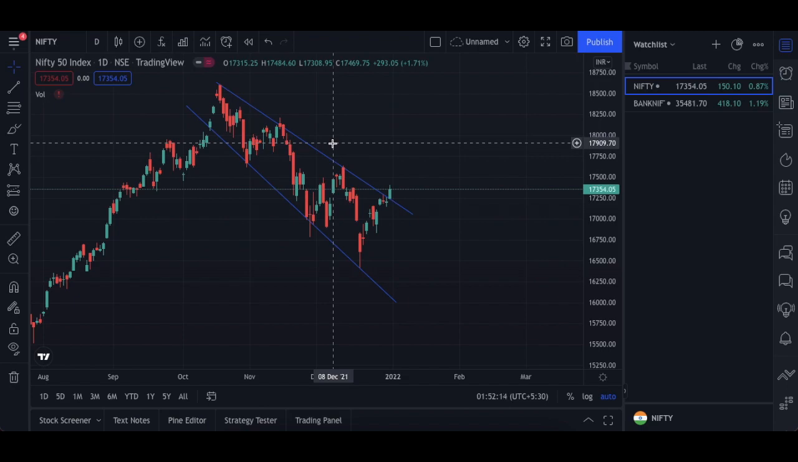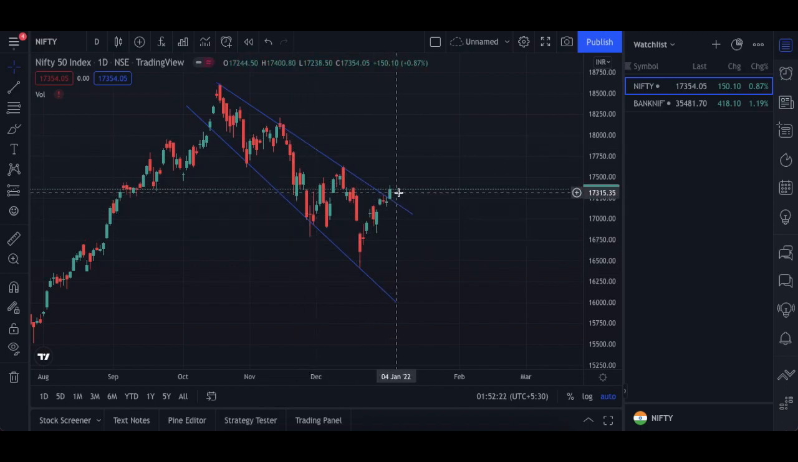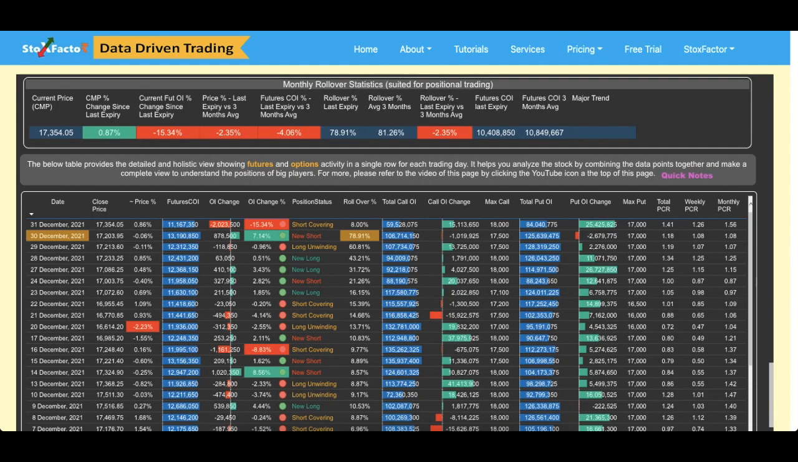Now we can see what happened on the first day of the January series. That is the last trading day. The Nifty broke this particular channel and closed above this particular channel, right? So now we can see that clearly Nifty broke this channel, and this is accompanied by the long positions being created on Nifty on the first trading day of the January series, right?